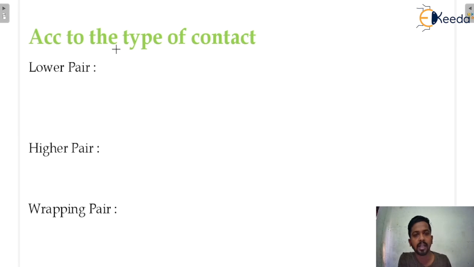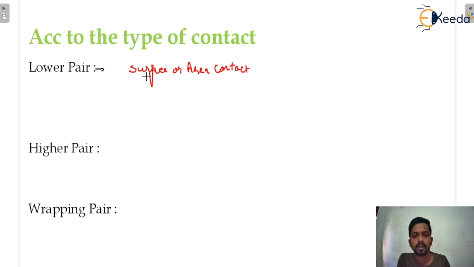In the type of contact, kinematic pairs are classified into three categories. The first is lower pair, the second is higher pair, and the third is wrapping pair. What is the meaning of the lower pair? We need to understand: when there is a surface or area contact between the links, then we can say they are going to make a lower pair.